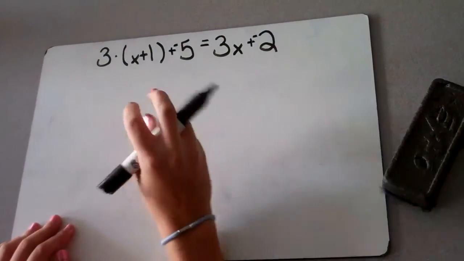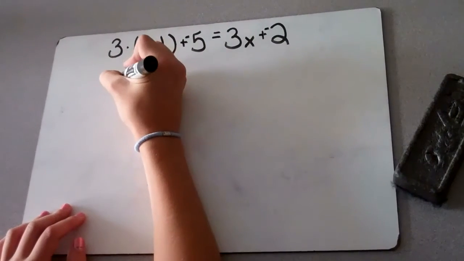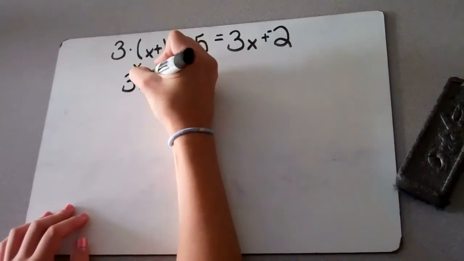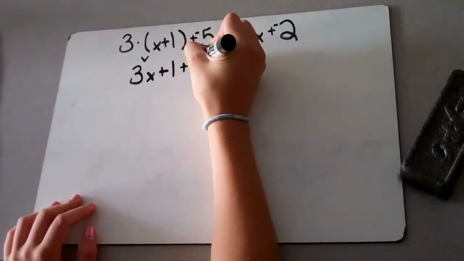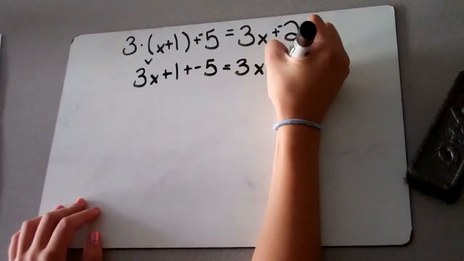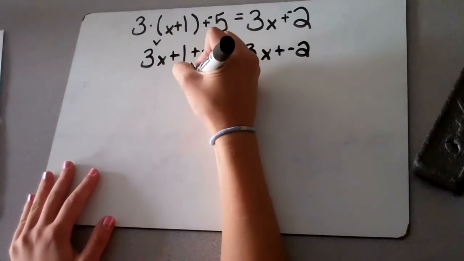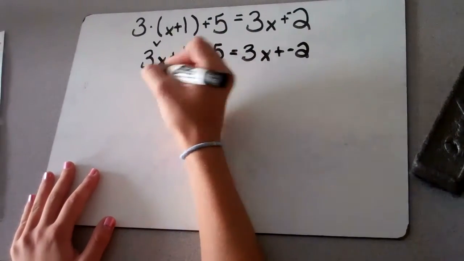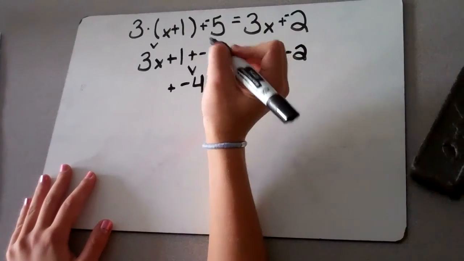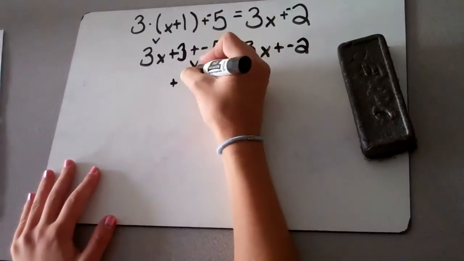Next, we can distribute 3 into the quantity of x plus 1, which would equal 3x plus 3. And next, we can add our like terms, 1 and negative 5, which would equal negative 4. Which will be negative 2.